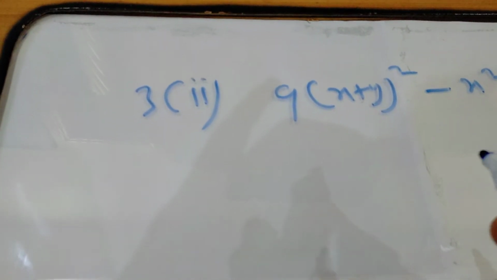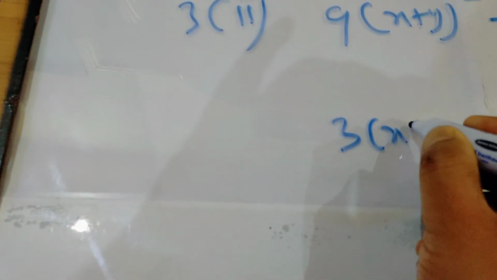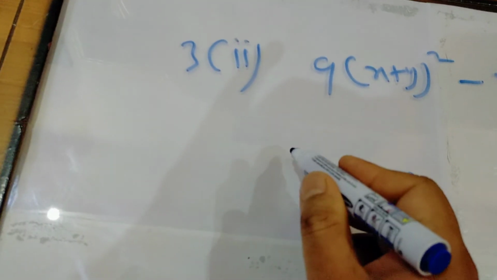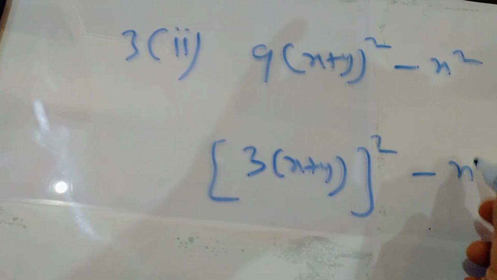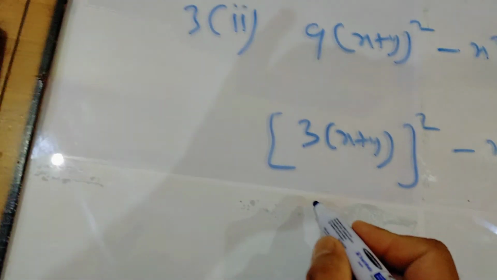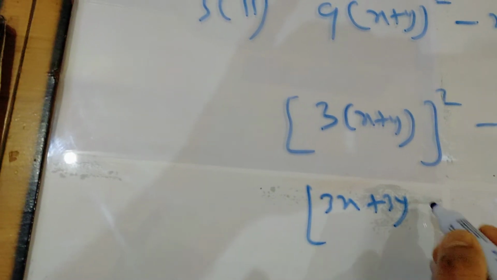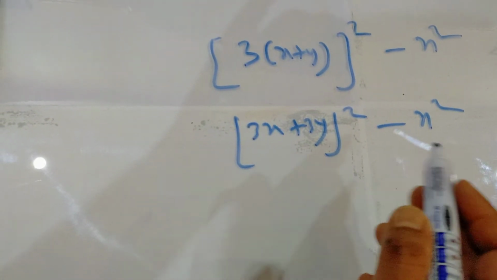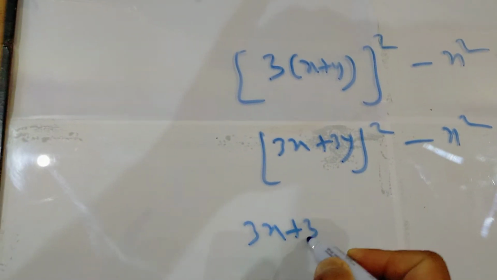Here also what we have to do, we can write it as 3 in bracket x plus y whole square minus x square. Then a plus b, a minus b form.